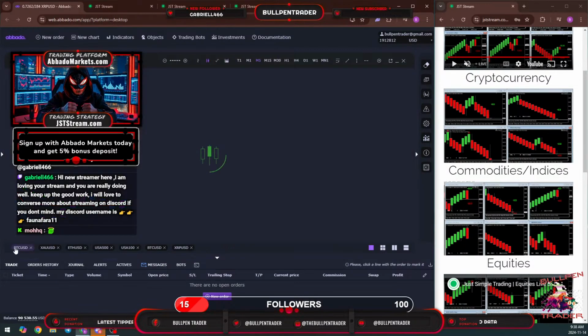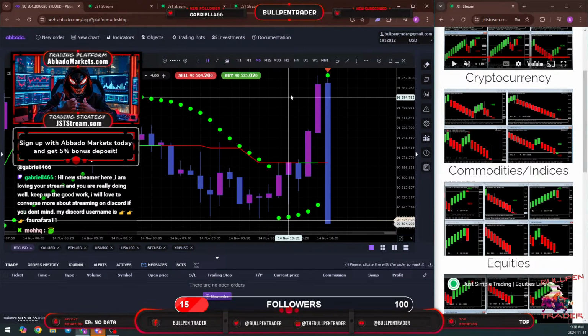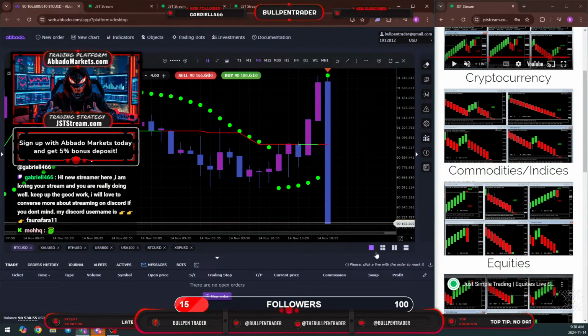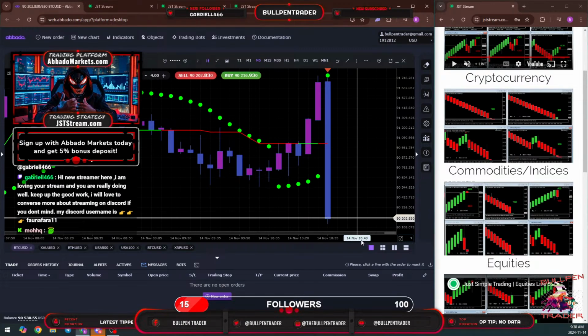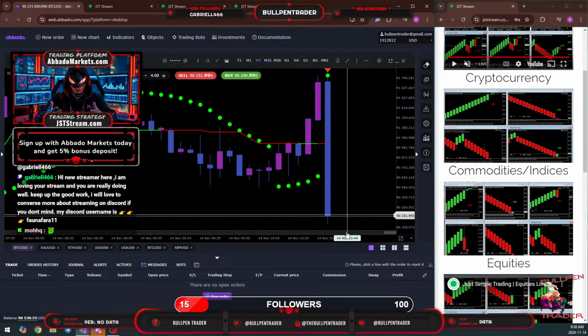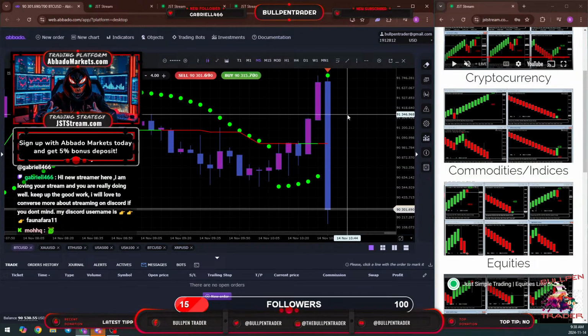All right, let's wait to see if this can settle down a little bit before we enter. Oh, snap. It flipped both the PSAR and the super trend in that one. Oh my goodness. What is this candle? What is this candle? This is so crazy.